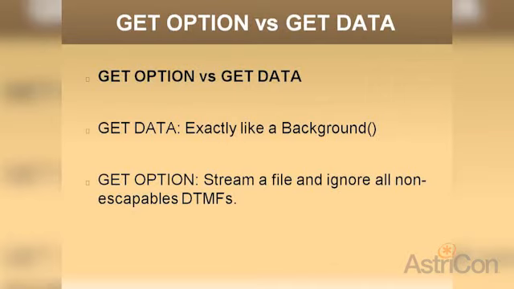The get option and get data are really similar. With get data, when you enter any DTMF, up to a specific number that you specified, it will simply return to you. And with get option, you specify which DTMF you are expecting. So let's say I'm building an IVR, and I say the user should press 1, 2, or 3. If you press 7, the prompt menu is just going to continue because you didn't specify the DTMF, for example, 7.